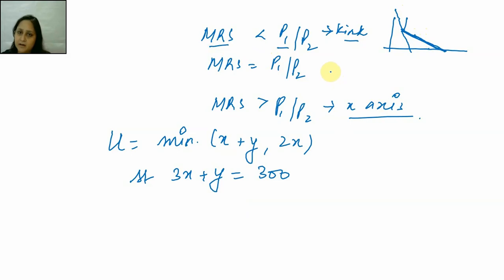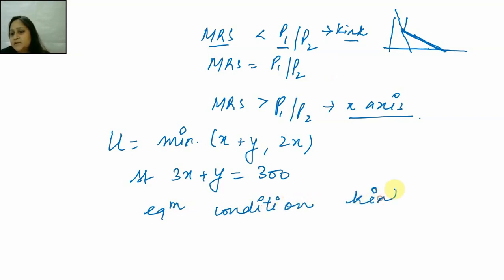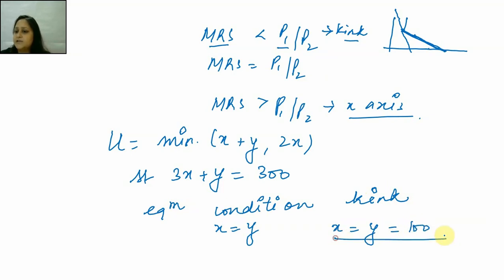I should be consuming at the Kink. So my equilibrium condition is what? My equilibrium condition is that I will be consuming at the Kink. The moment I say that I know that I'll be consuming at the Kink, I know Kink is happening at x is equal to y. When Kink is happening at x equal to y, then I know x is equal to y is equal to 100. That's my answer. Sorry, not 100, 75. X is equal to y is equal to 75. That's the answer.